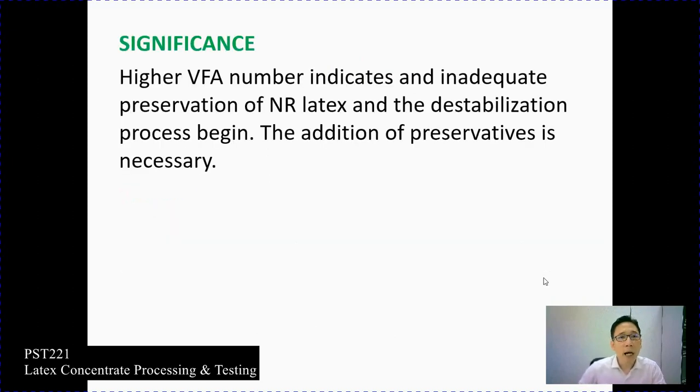A significantly higher VFA number indicates an inadequate preservation of NR latex and the destabilization process begins. The addition of preservative is necessary. Okay, VFA formation is a non-reversible process, so it is very important you preserve your latex at an early stage to avoid the values of VFA increasing significantly. The lower VFA number is better for your production.